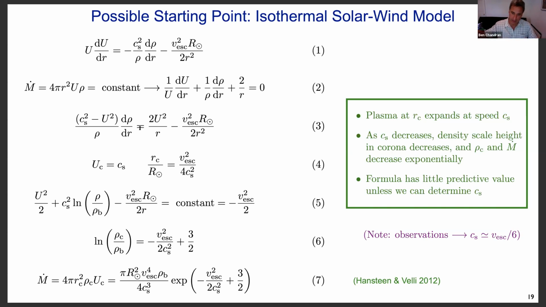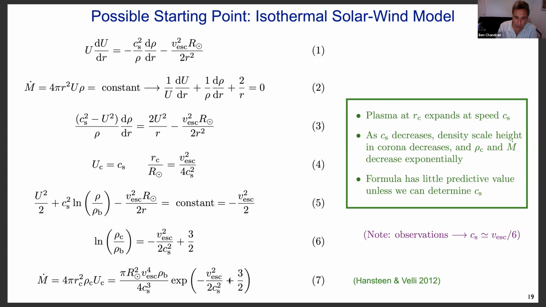What would be the speed at which it expanded? It would be comparable to the sound speed. Something analogous happens at the critical point. There's nothing that can stop that plasma there from expanding at roughly the sound speed. And that's why you get this expression here in equation 7 for the mass loss rate. It's the local density times the local speed times the area of the surface of the sphere centered on the sun that passes through the critical point. All right. Now, second, as the sound speed decreases, the density scale height in the corona decreases.